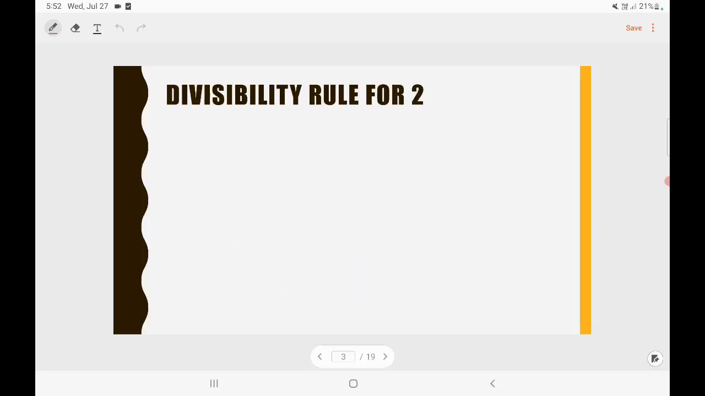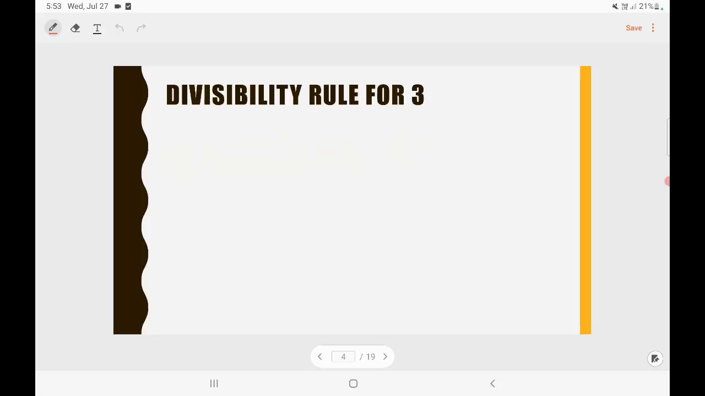Now we'll check the divisibility rule for 2. Again, it's very easy. A number is divisible by 2 if it's an even number. For example, if you have a number like 24672, is this divisible by 2? Yes, it is, because this is an even number. How do you check whether this number is even? If you take the last digit and that last digit is even, then that number is divisible by 2.